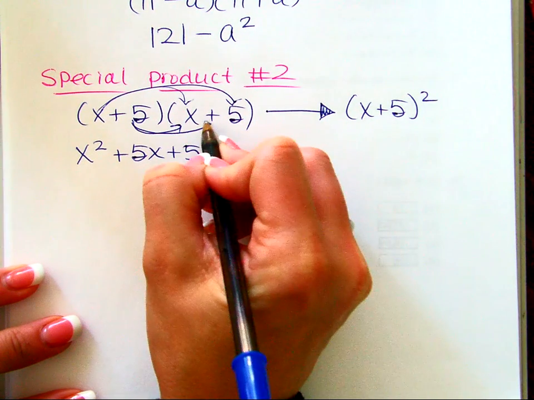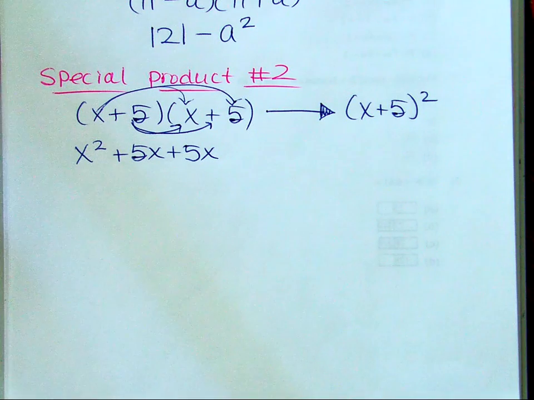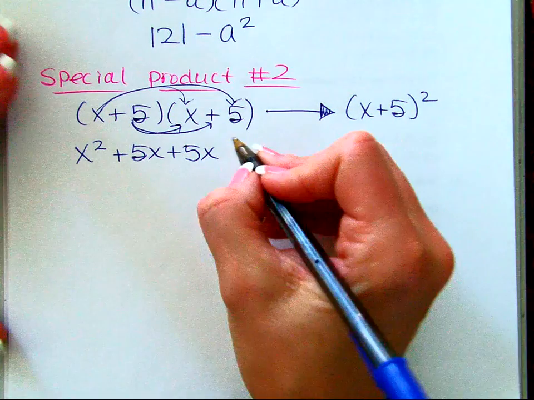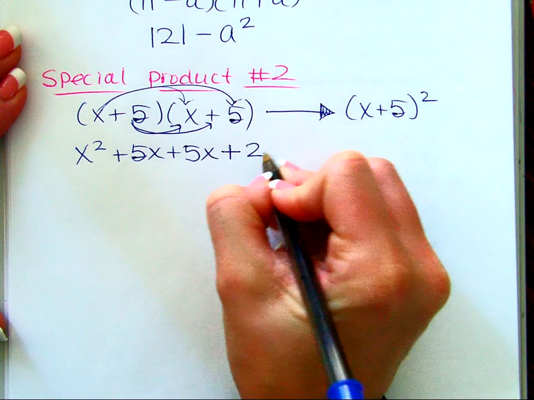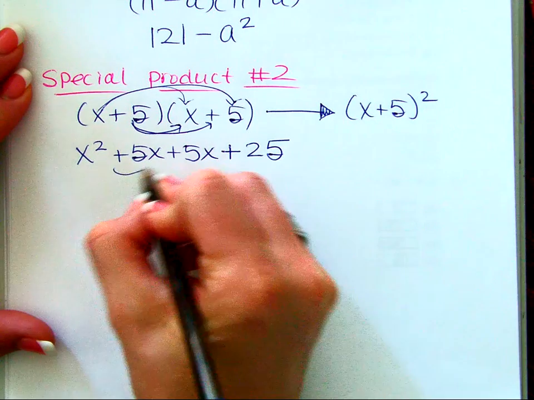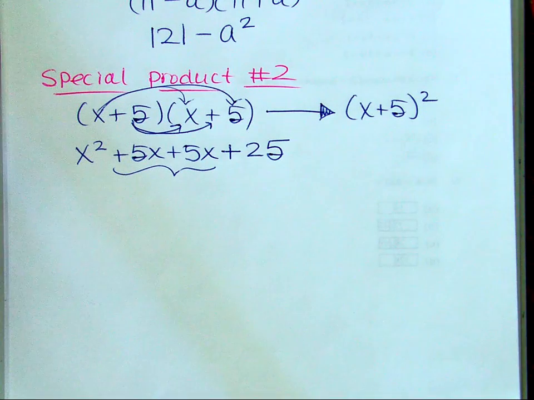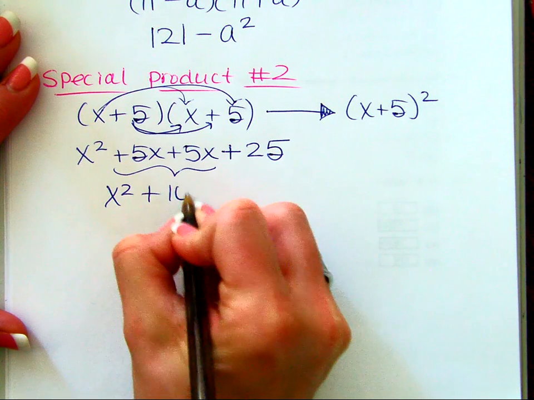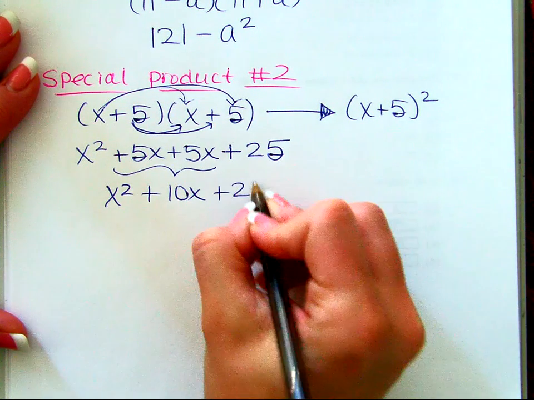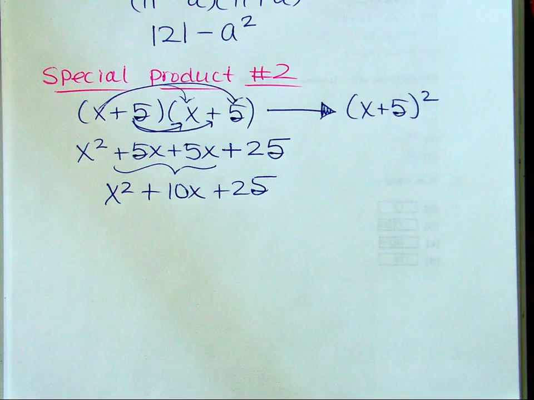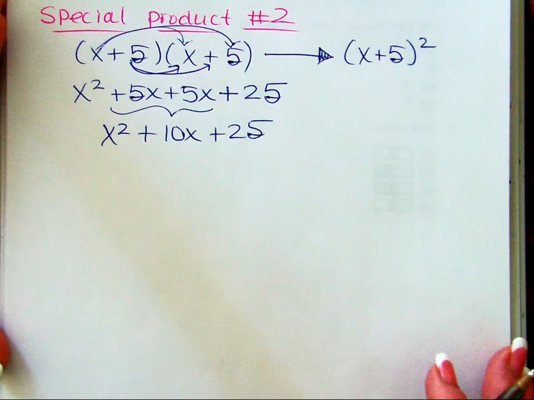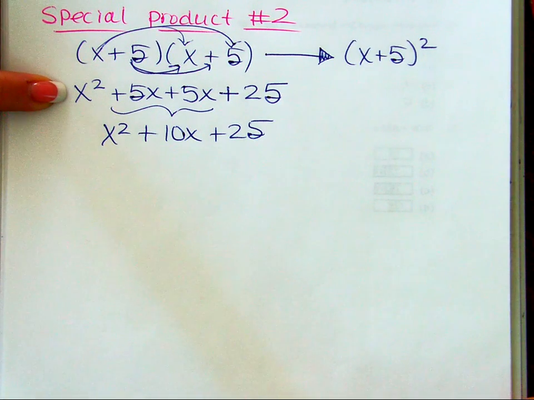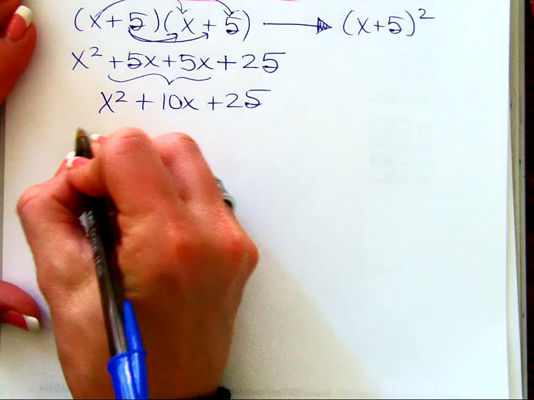Now, let's see what it looks like at the end. 5 times 5 is what? So I'm going to write positive 25. Now I combine, they don't cancel, and this is x squared plus 10x plus 25. Okay? So we're going to see in a minute if we can figure out this shortcut, because we don't want to have to do this middle step every time.